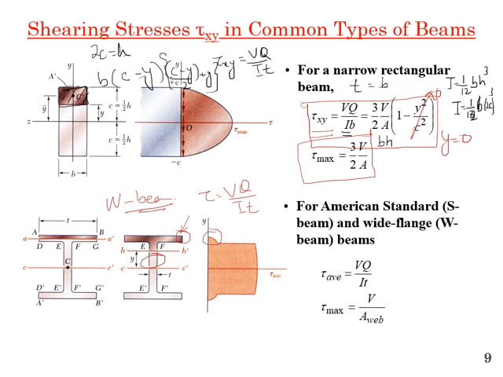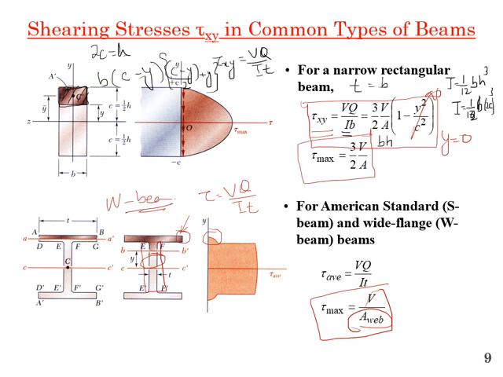And the generalized formula for S-type and W-type beams we can write as tau max is equal to V divided by the area of the web. So the area of the web means the area of this region, E, F, E prime and F prime region. This will give us the maximum shear stress for the S and W type beams.